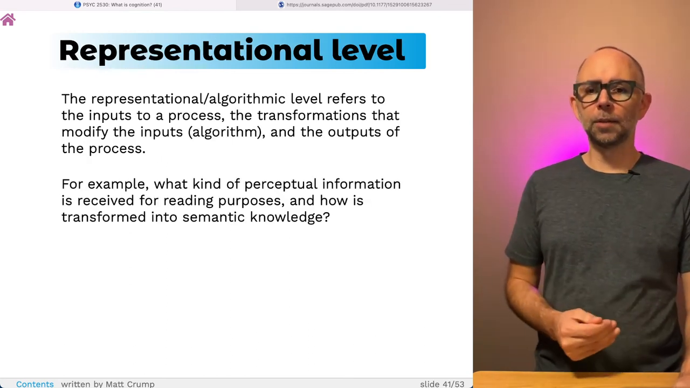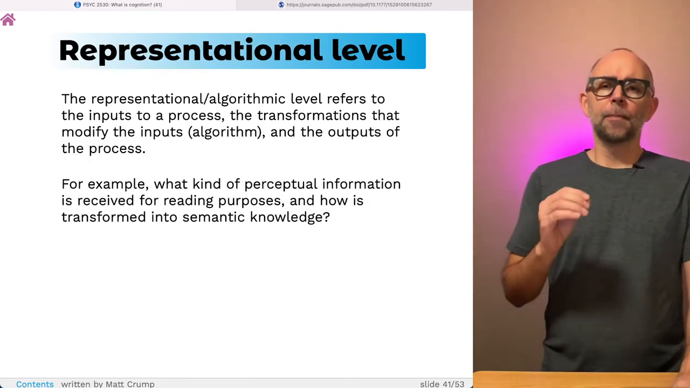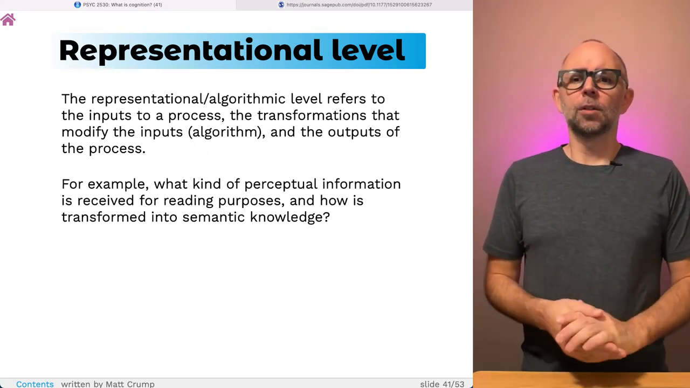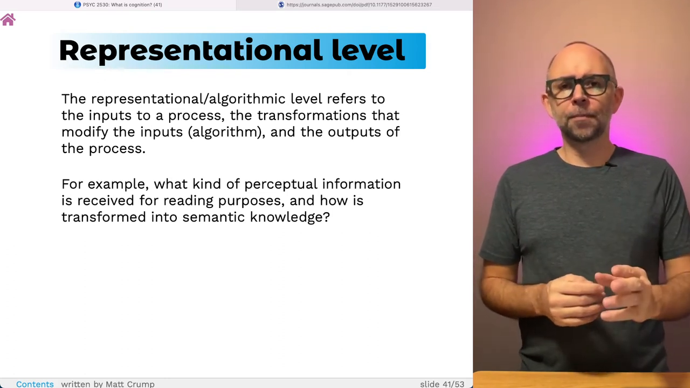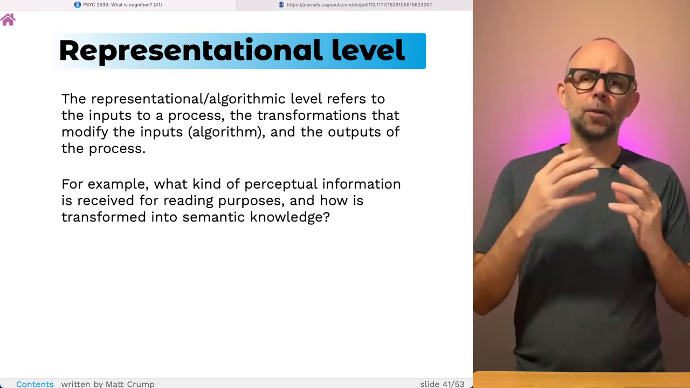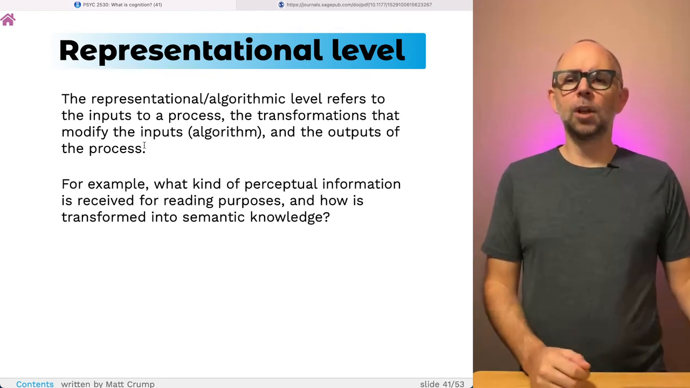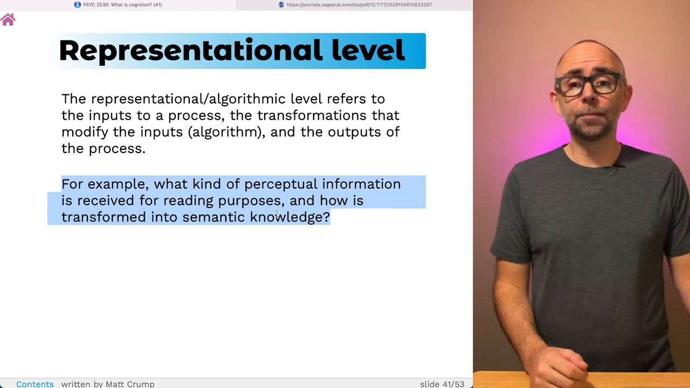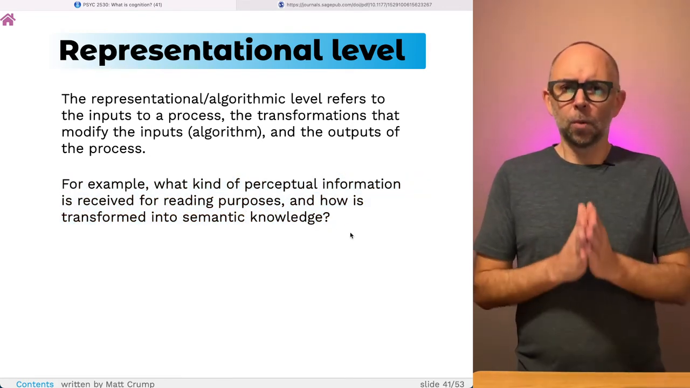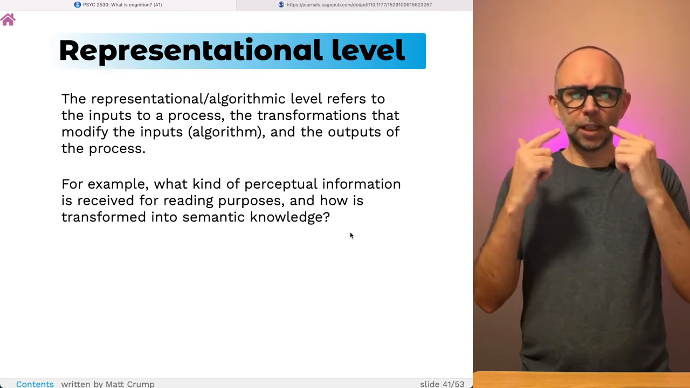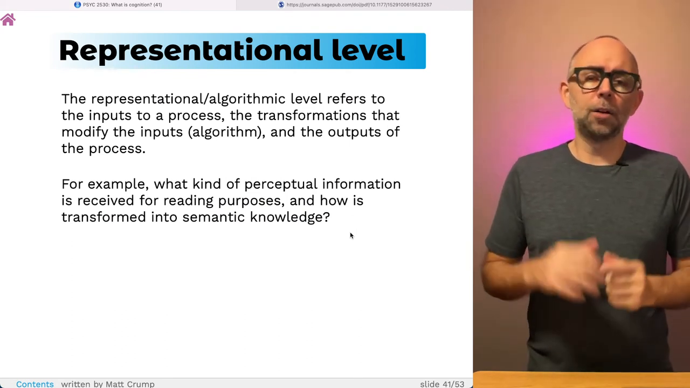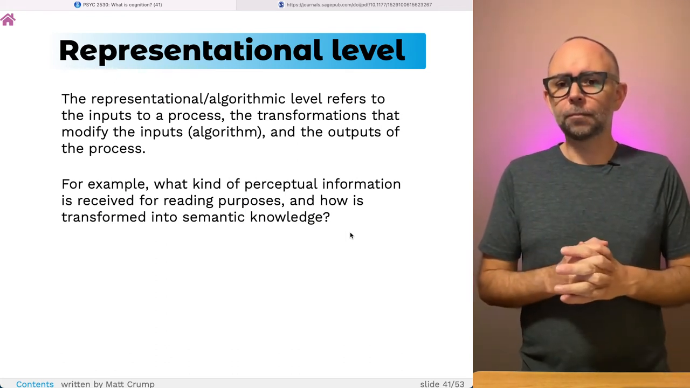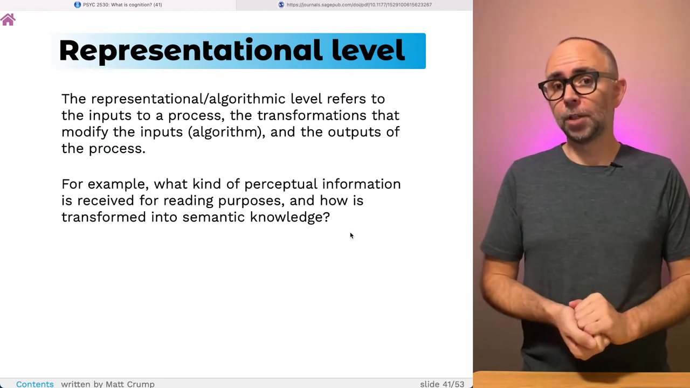At the representational level, we might be referring to the way that the ability works. So for example, what are the inputs to the process? What transformations modify those inputs? What are the outputs of the process? In the context of a reading question, you might ask, okay, what kind of perceptual information are people receiving for reading? How is this perceptual information used, transformed in the brain? How is it turned into semantic information?